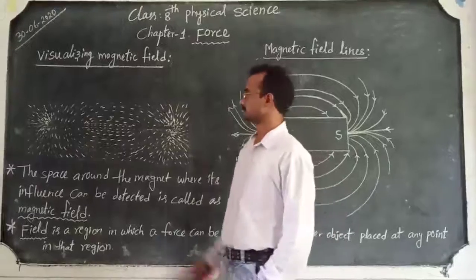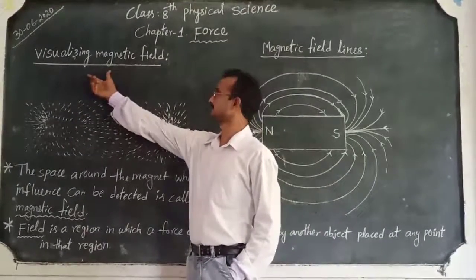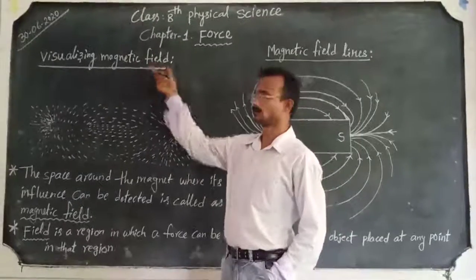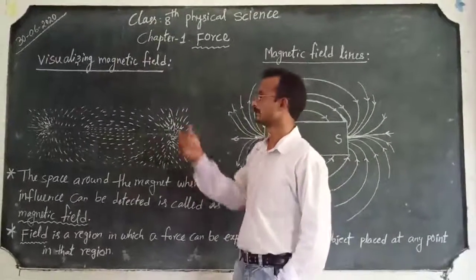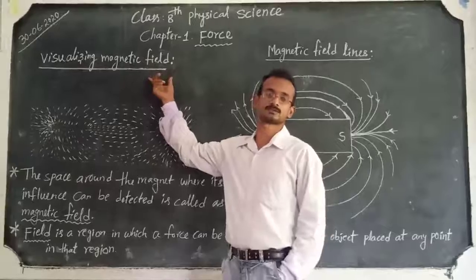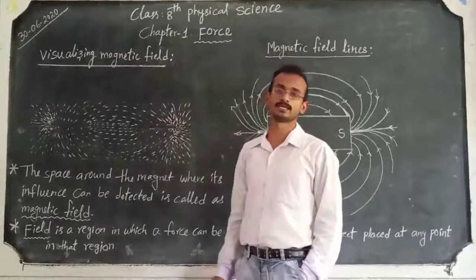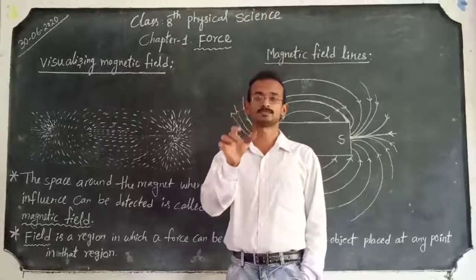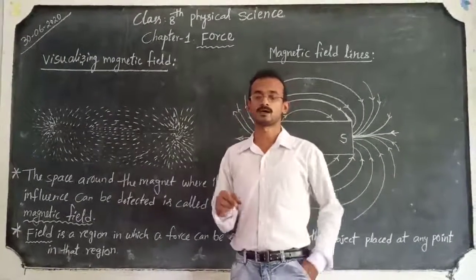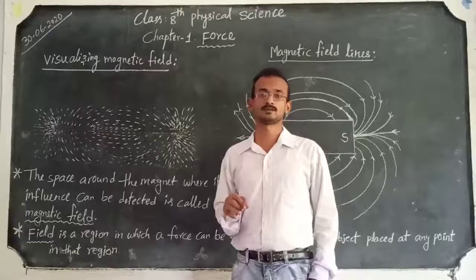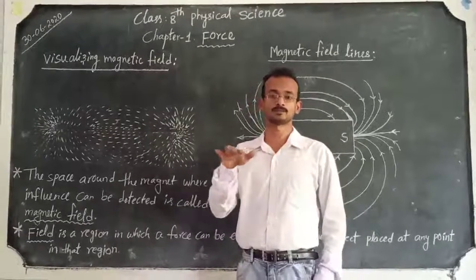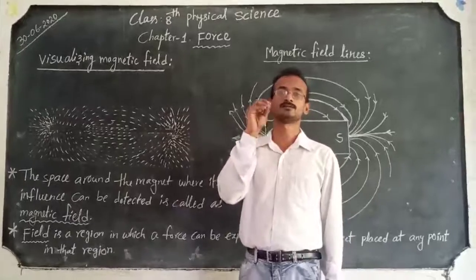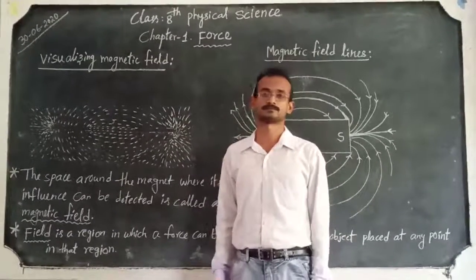The topic now: how to visualize a magnetic field. How can we see the magnetic field? To understand this concept, let us do an activity. Take a bar magnet and place it on a table. Place a thick white paper on the bar magnet. On the paper, sprinkle fine iron powder.